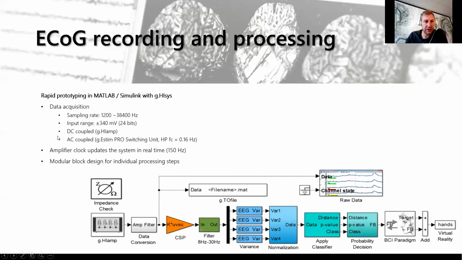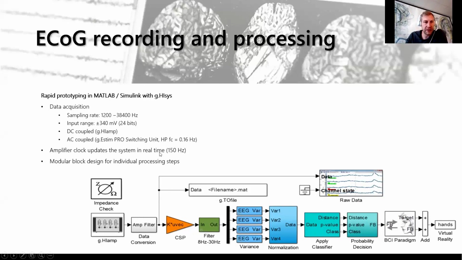So if we want to avoid that, then we can also take the AC coupled input stage of the eStim Pro switching unit with a high pass cutoff frequency of 0.16 Hertz, which is still relatively low, so that we don't bias evoked potentials if we want to analyze the waveform of the evoked potentials. But it's already good enough to get rid of the polarization voltage. And then when we run a real-time experiment, we also have to define an update rate of our actional signal processing.